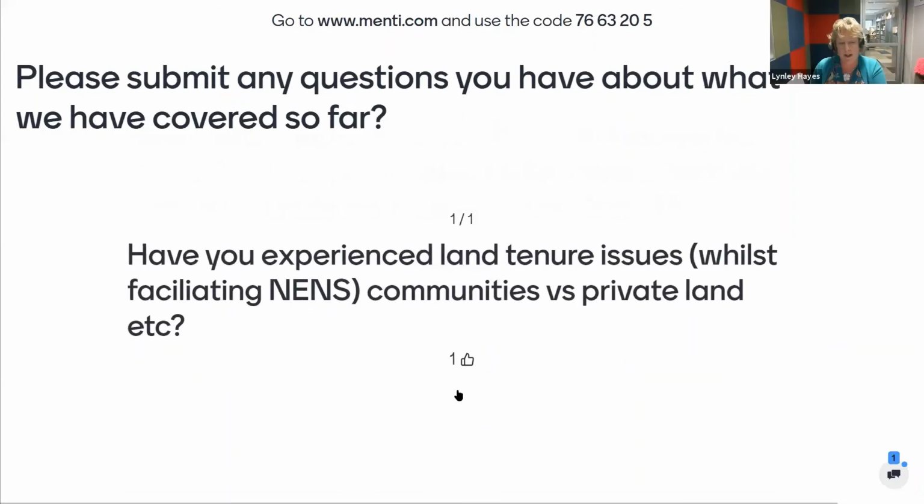Have you experienced land tenure issues while facilitating NENS, communities versus private land? I guess the thing is that once a natural enemy has been released in a country, it will go everywhere, regardless of who owns what land. And so this decision about whether or not to introduce and release a natural enemy has to be carefully considered, because it's too late once you've actually brought it into the country. You can't keep it on some land and not on others.